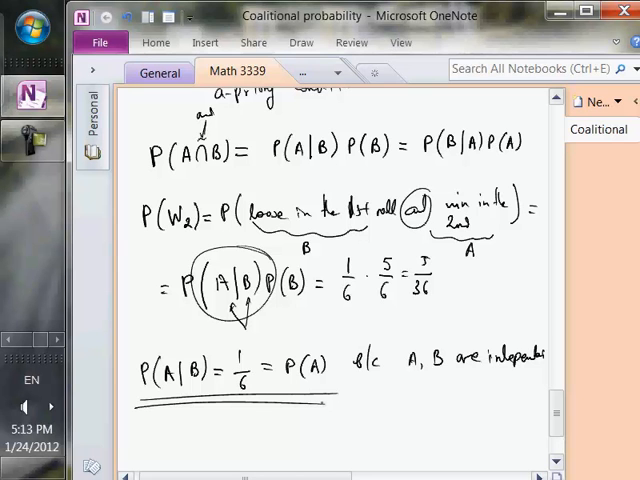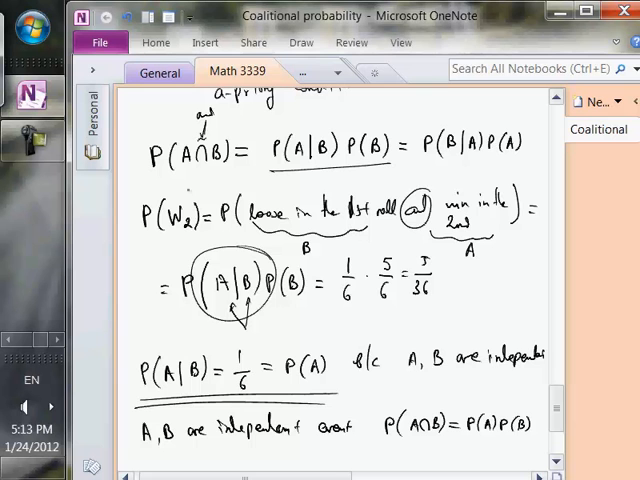So when we have independent events, A and B are independent events, then the probability of A intersection B, A and B occurring at the same time, is equal to the probability of A times the probability of B. It's exactly a consequence of this rule. So that's a very, very fundamental formula. But this is true only under the independence assumption.